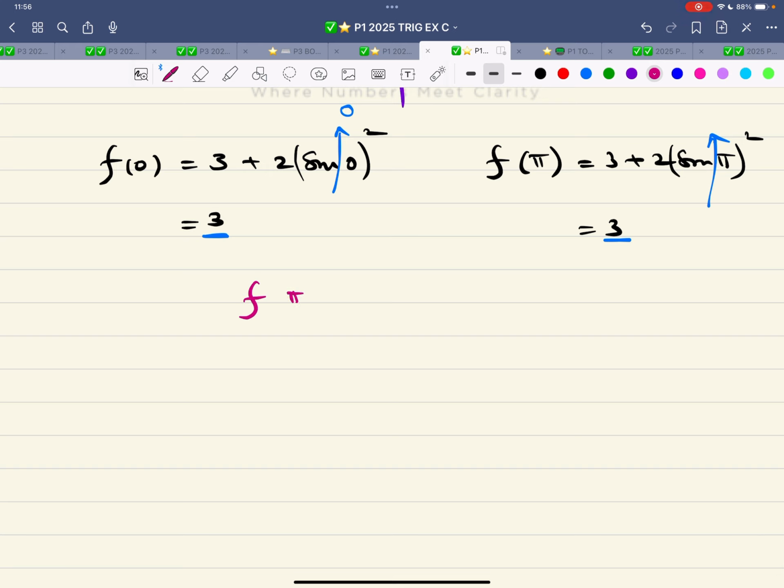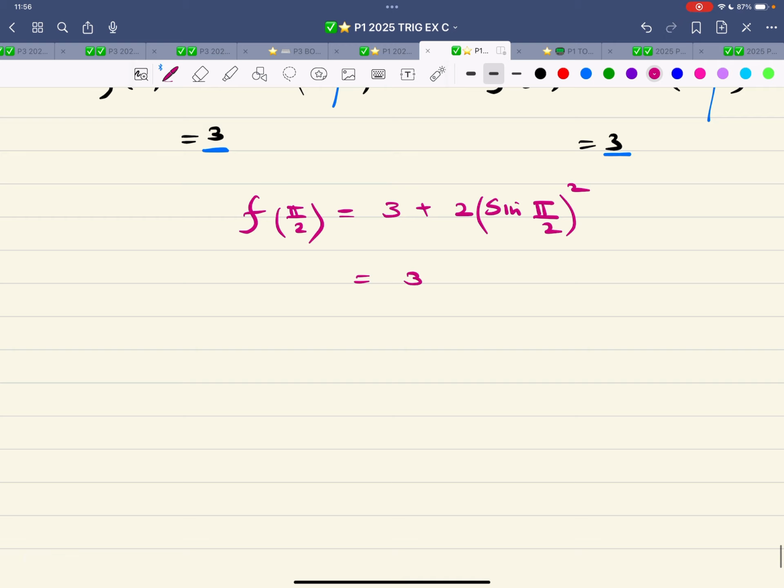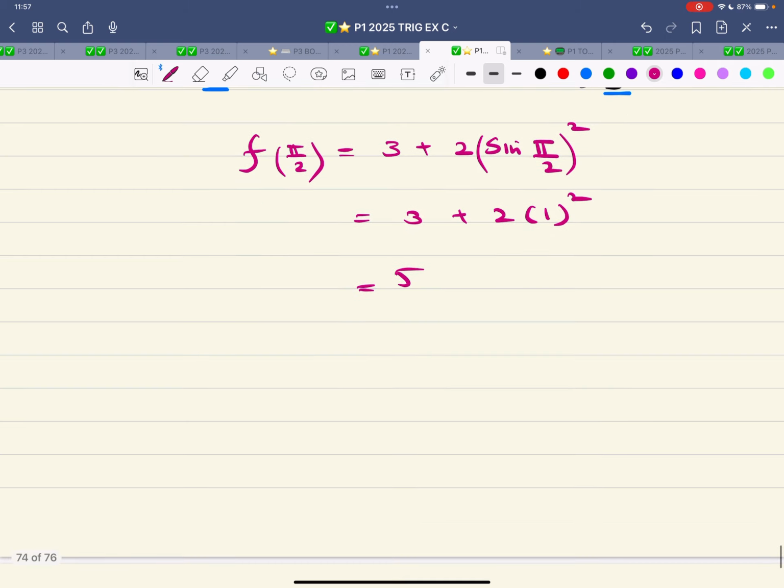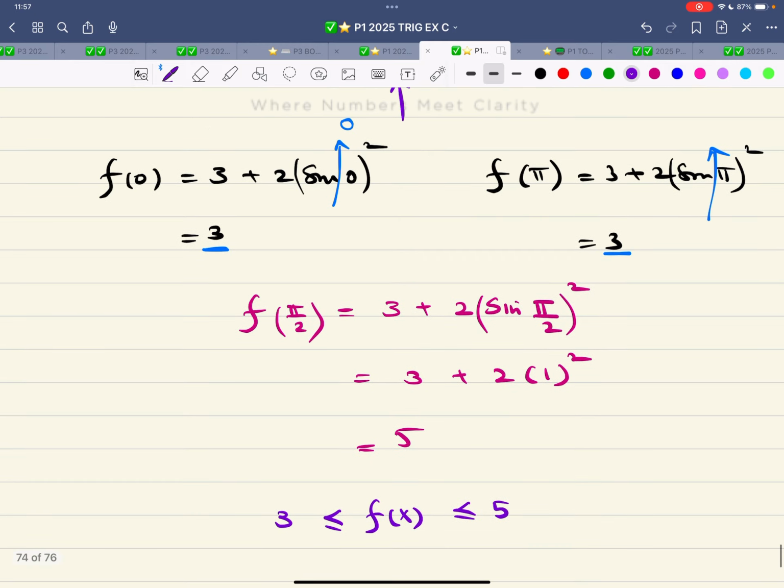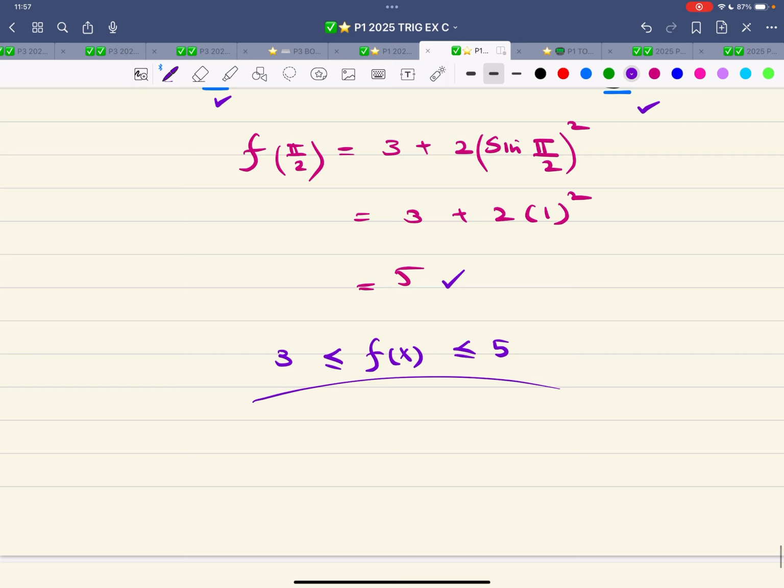So f of pi by 2, because that is a value that's part of the domain, the range of values of x, that is known as domain, is 3 plus 2 sine of pi by 2, the whole thing squared. That is 3 plus 2 into 1 squared. This comes out to be 5. That means what is the range? The range is f(x) lies between 3 and 5. 3 was the smallest value. 5 was the largest value. The range is between these two values.